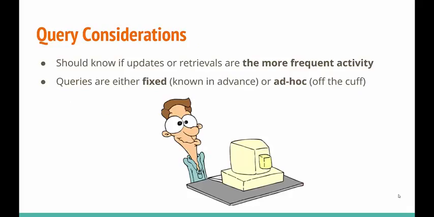We also might want to know if queries are either fixed or ad hoc. If queries are fixed, it means we know them in advance. They may be common reports that need run or queries that generate reports. Ad hoc queries are more the what-if type of analysis. And again, we can use this information to help tailor our design to be a bit more efficient for one or the other. These are just some of the considerations that go into physical database design.